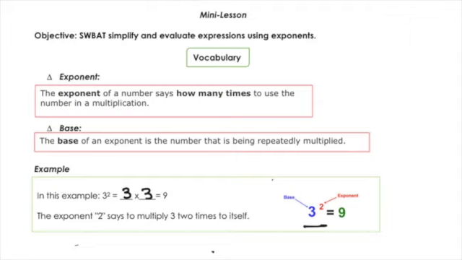Okay, so another example, if I had for example 3 and then a little 5 up here, that tells me this is 3 to the 5th power, or 3 to the power of 5, and it's telling me take 3 and multiply it 5 times. So that's 1, 2, 3, 4, 5. Okay, and then we can use our calculator to figure out, well, what's the value of this.